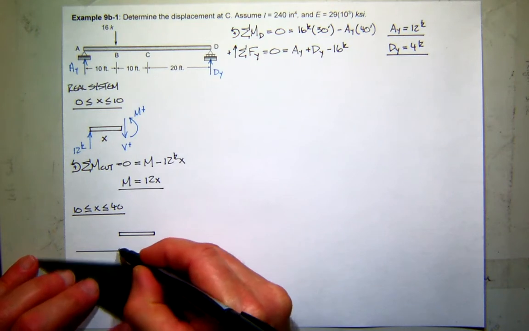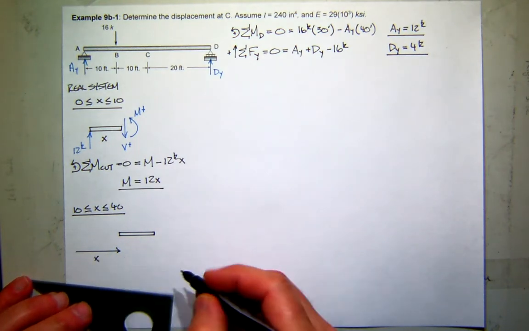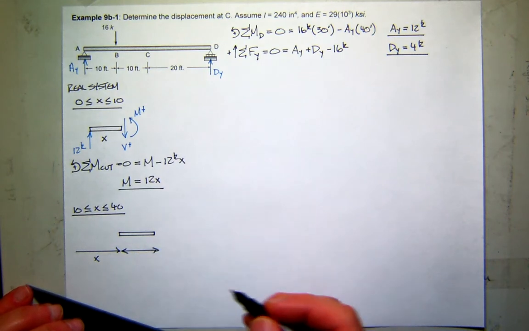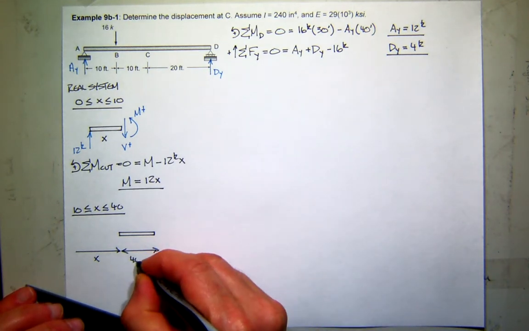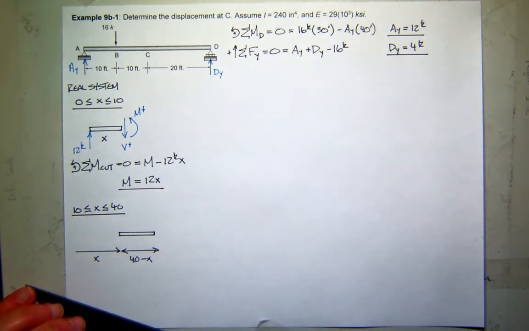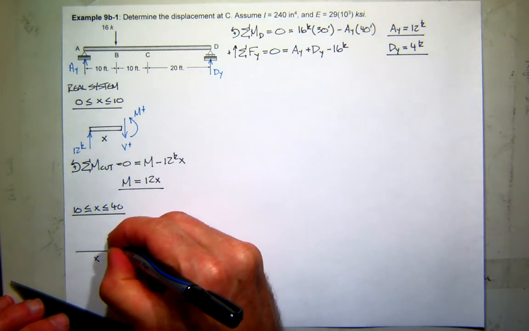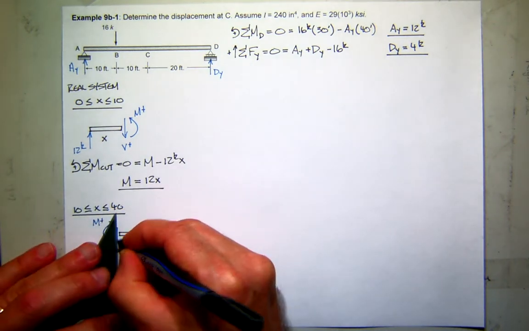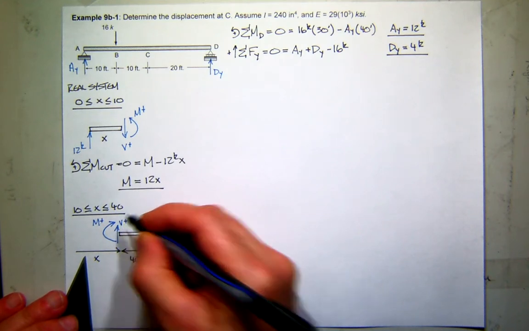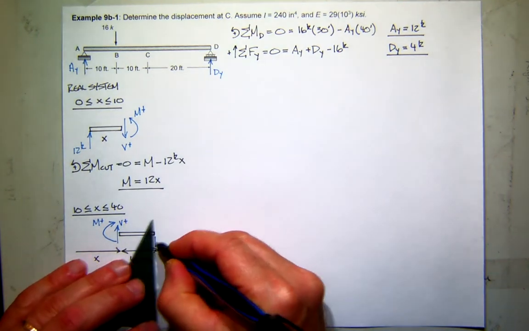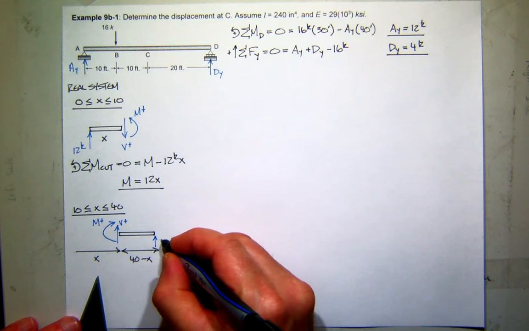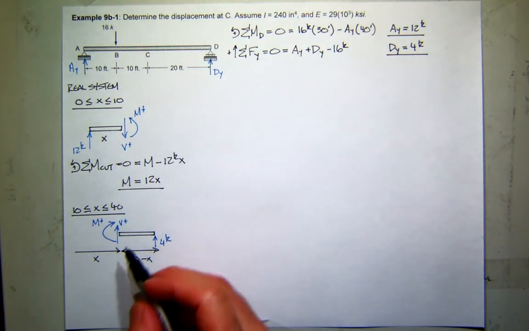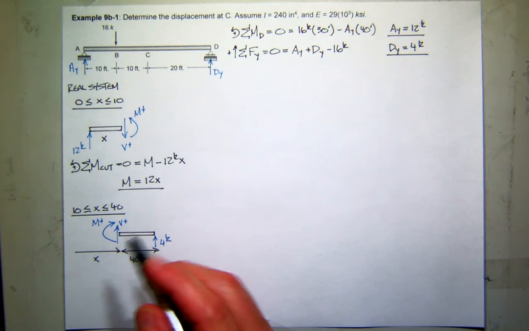Remember that the distance to the cut is still x. That means the remaining piece of my structure, this little segment, would be the length 40 minus x. And then again, I have internally my positive moment, my positive shear, and then over here on the right side, which is DY, I have 4 kips. So again, we're not concerned about shear. We're only interested in moment.